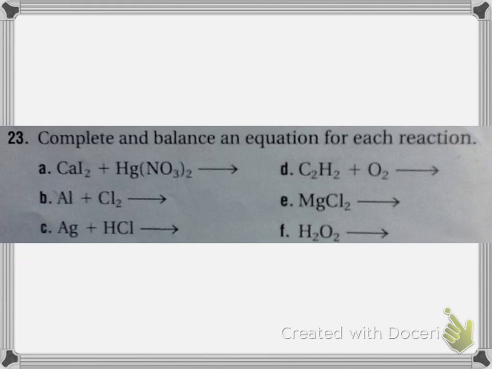23 says complete and balance an equation for each reaction. To do that, I have to identify these as to type first. So I'm going to do types again. I have in letter A 2 compounds that are both reactants. 2 reactants that are compounds, so this is a double replacement. In letter B, I have 2 elements reacting, so that's going to be a combination.